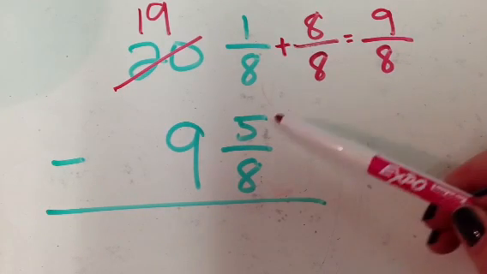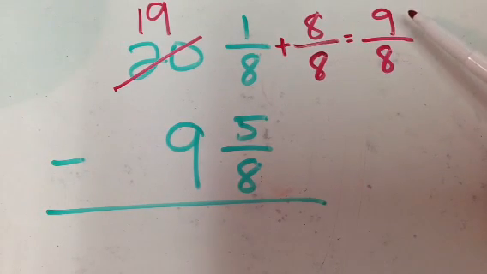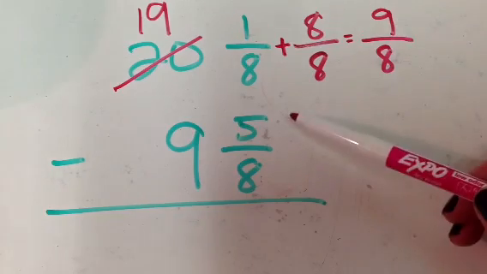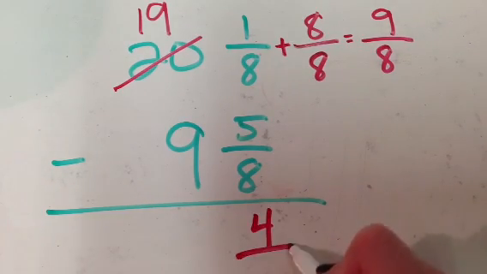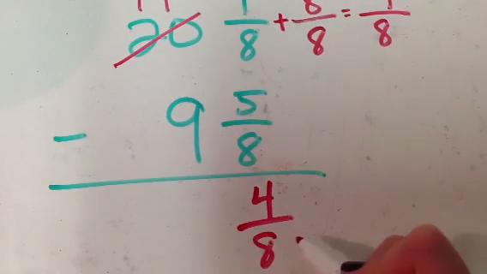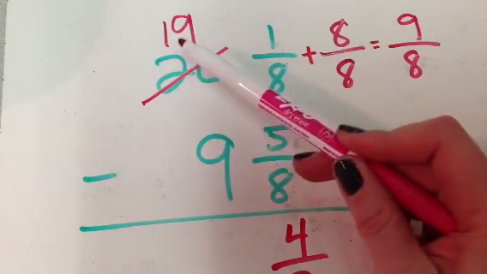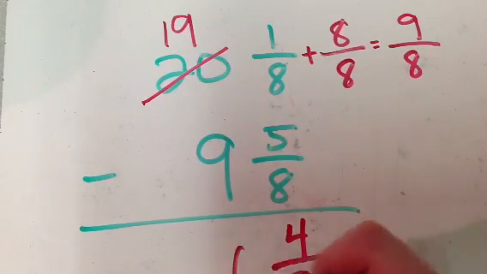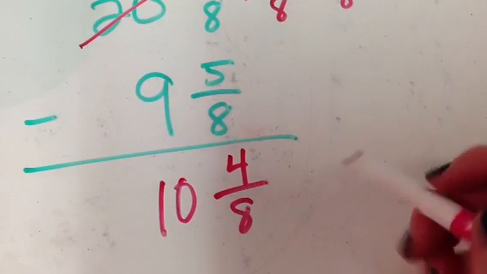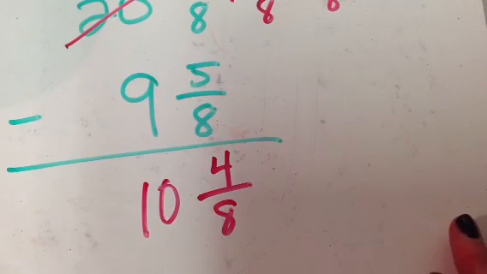Now, this number is bigger than 5, right? I can totally subtract that now. 9 minus 5 is 4. My bottom number stays the same, and then I'm going to come over here and subtract my whole numbers separately. So 19 minus 9 is 10. So now I need to ask myself the two questions again, like I always do at the end when I have an answer and I think I'm finished.